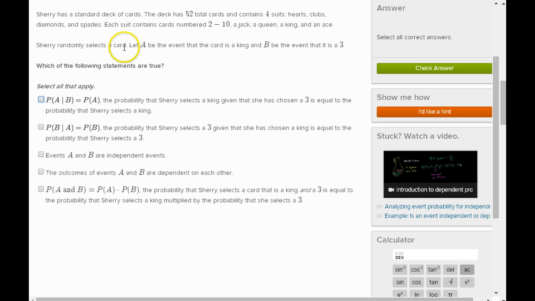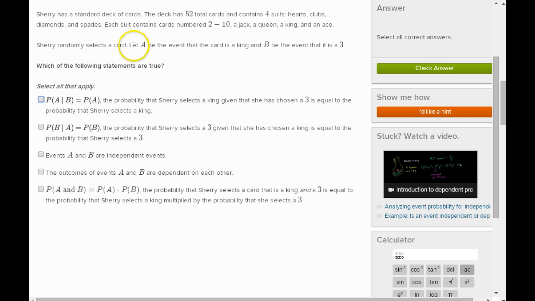Sherry randomly selects a card. Let A be the event that the card is a king. Well, there would be 4 kings out of the 52 because there is 1 king of hearts, 1 king of clubs, 1 king of diamonds, 1 king of spades. So A is the event that it's a king, which is 4 over 52. Let B be the event that it is a 3. Well, guess what? There's 4 as well of the B's. Because we have a 3 of hearts, a 3 of clubs, a 3 of diamonds, and a 3 of spades. So A and B have the same probabilities, right?